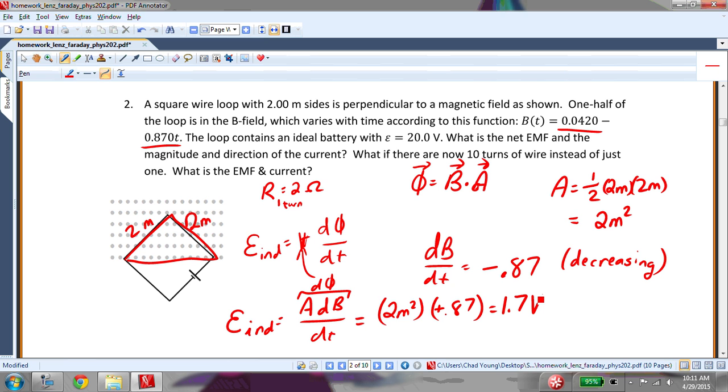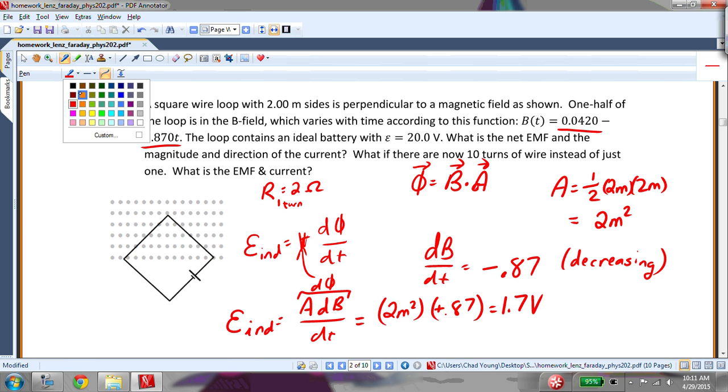Now I need to find out what is the direction of that EMF. Let me clean this up just a little bit. I don't need this triangle anymore. Let's switch to a different color. Red is kind of harsh.